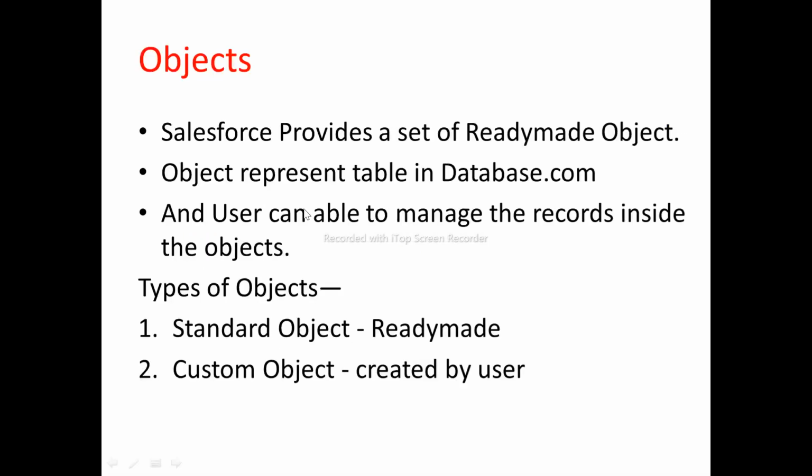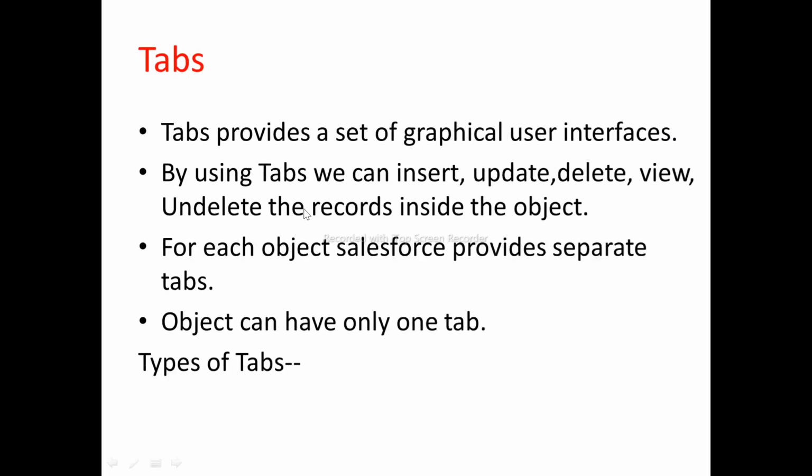The next topic is tabs. Basically, a tab provides a set of graphical user interfaces. By using tabs, we can insert, update, delete, view, and undelete the records inside the object. For each object, Salesforce provides separate tabs. An object can have only one tab. After that, types of tabs.